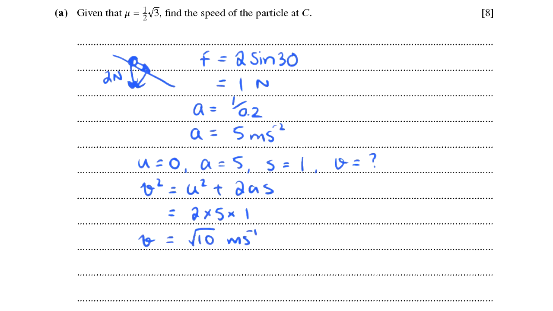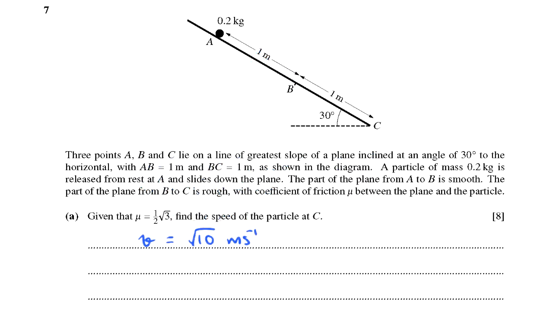For the second stage of the journey, the force down the plane is going to be the same because it's just the weight, so it's still going to be 1 newton. But now we have friction, which is going up the plane, and so the overall force is going to be those two forces added together.